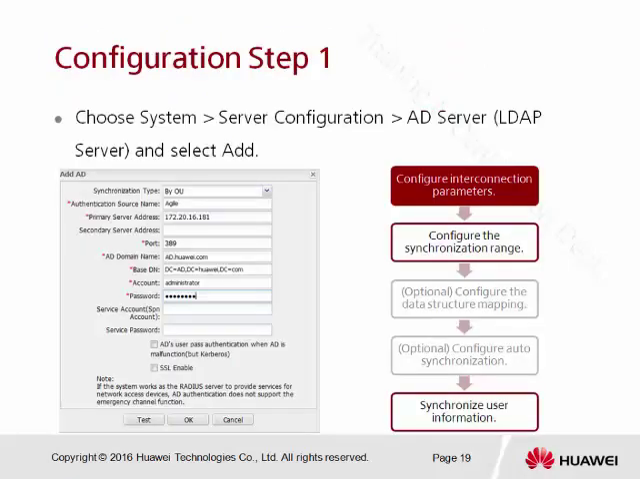Here is showing you some of the configuration. Step number 1. Inside the Agile controller, we need to go to System, select Server Configuration, and choose AD server. Then we click the Add button. After you click, you are able to see this interface. For the synchronization type, you can select based on OU, group, or maybe user. Don't forget to give the authentication source name.